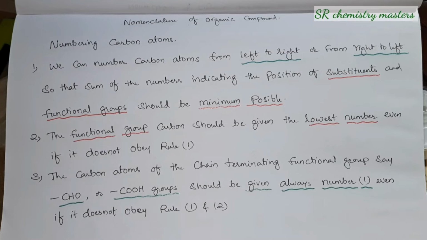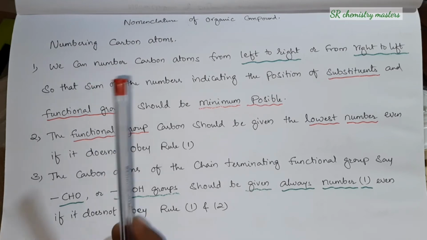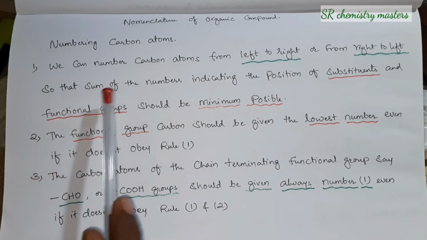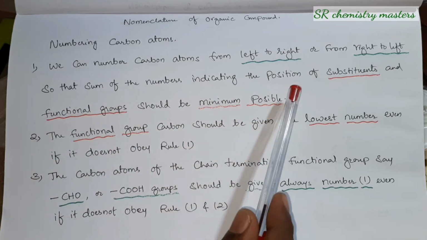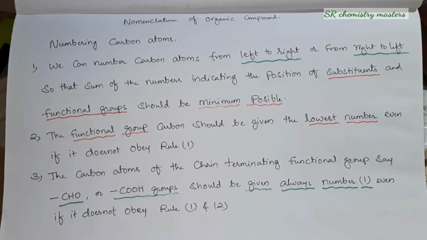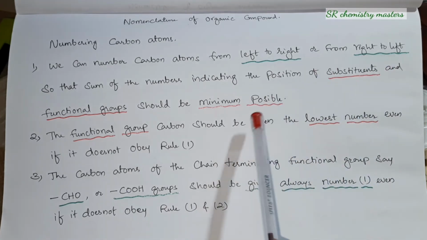Here the important thing is the numbering of carbon atoms while writing the nomenclature of an organic compound. While numbering the carbon atoms, we can number from left to right or right to left, so that the sum of the numbers indicating the positions of substituents and functional groups is the minimum possible. Here you have to remember, if you add the positions of the substituents and the functional group, it should be of minimum value. You can number the carbon atoms from left to right or right to left, depending on getting the minimum possible value.